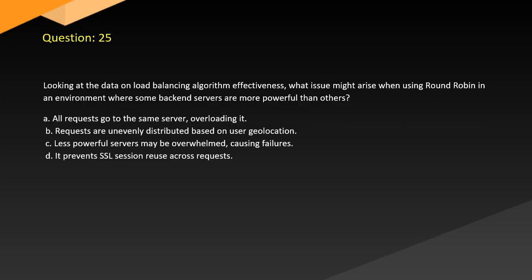Question 25. Looking at the data on load balancing algorithm effectiveness, what issue might arise when using round robin in an environment where some backend servers are more powerful than others? A. All requests go to the same server, overloading it. B. Requests are unevenly distributed based on user geolocation. C. Less powerful servers may be overwhelmed, causing failures. D. It prevents SSL session reuse across requests.